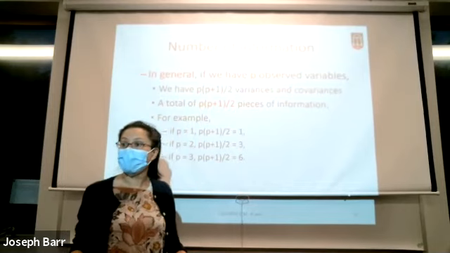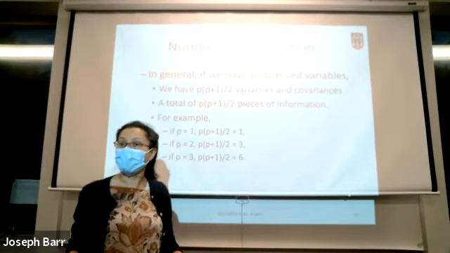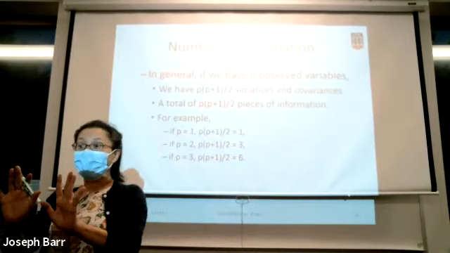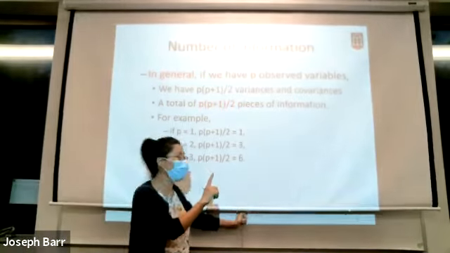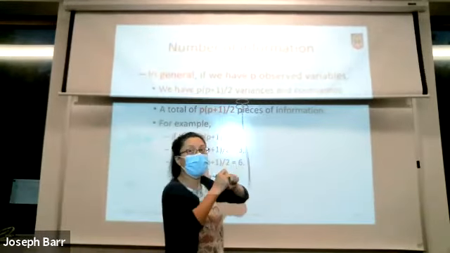Are we just solving for our n? N minus 1 would be our degrees of freedom. That's different. Now we are talking about SEM, the number of information.